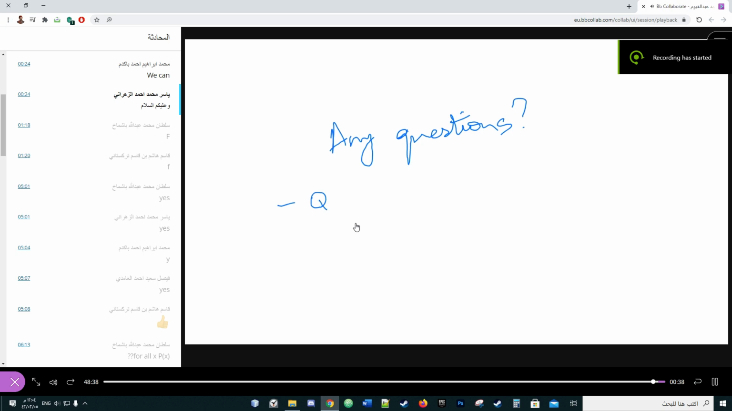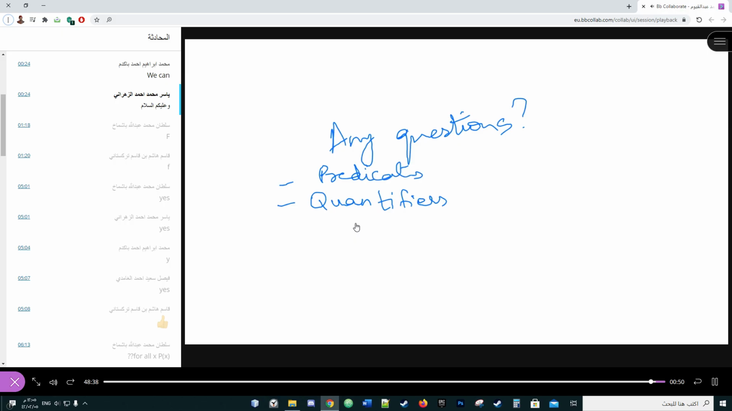Quantifiers, and before quantifiers we had looked at propositional and predicate logic. We looked at what are predicates and what are predicate functions, and we had looked at predicate logic. Okay, do you have any questions? We looked at things like this.